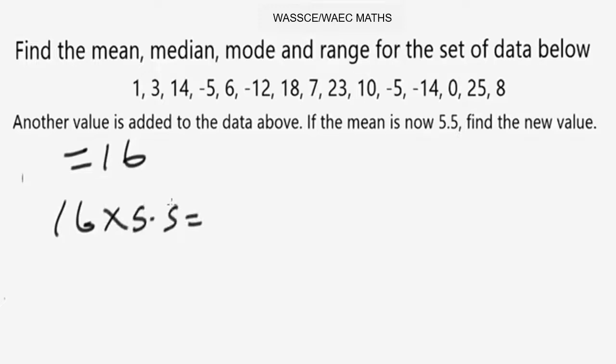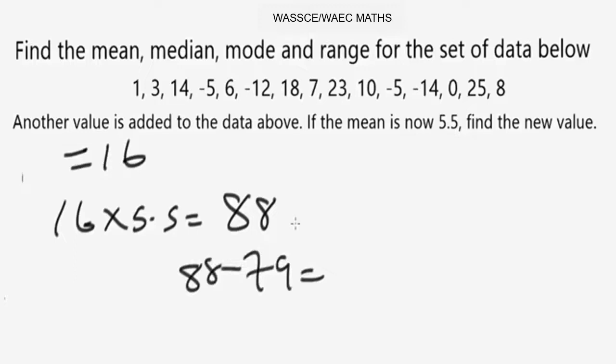When you punch it on a calculator, you are going to have 88. Now to get the new value, you subtract the total of the old values from 88. Remember, when we added everything to get the mean, we got 79. So it's going to be 88 minus 79. When you do the math, you're going to have 9. So this will be the new value added to the data.